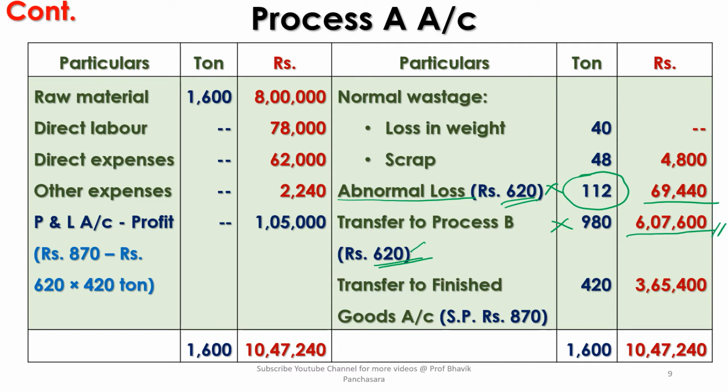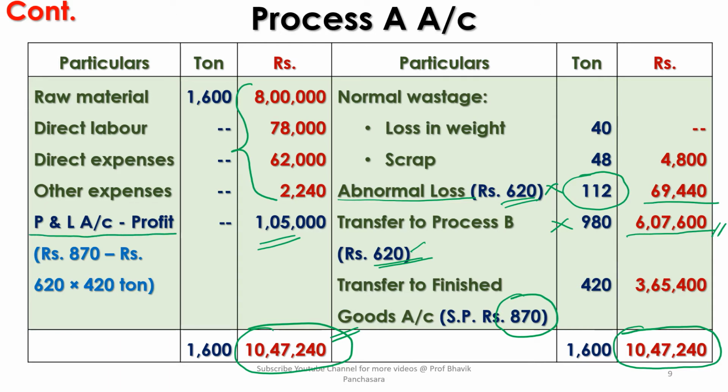Now, here we will make the total of the credit side first, because the selling price is higher than the cost price, so the difference we will receive as a profit. Here the total of the credit side is 10,47,240. The same total we will put here on the debit side, and we will deduct all these expenses from that total. So, here we will receive a profit of 1,05,000. And this profit will be transferred to the P&L account.